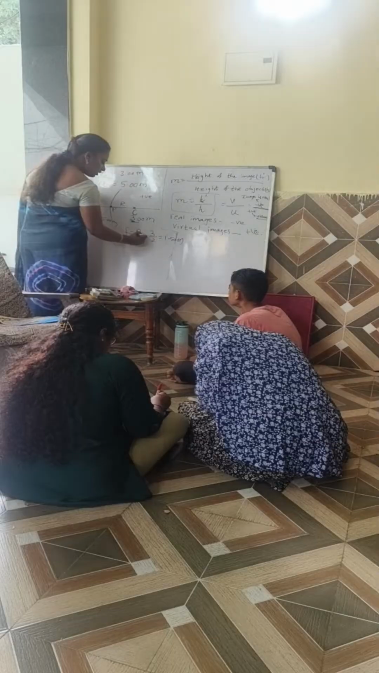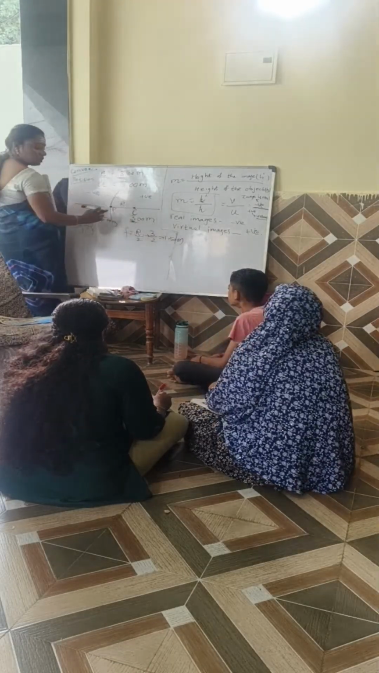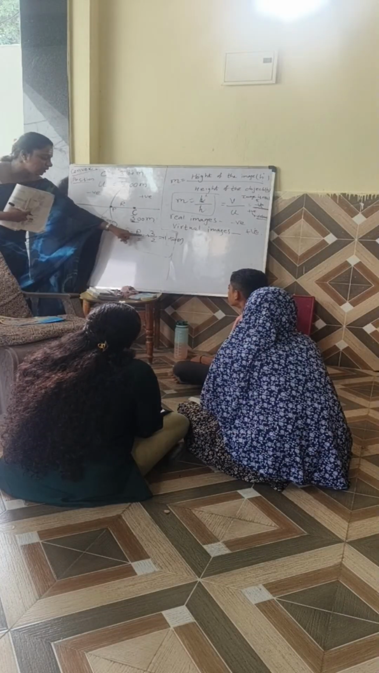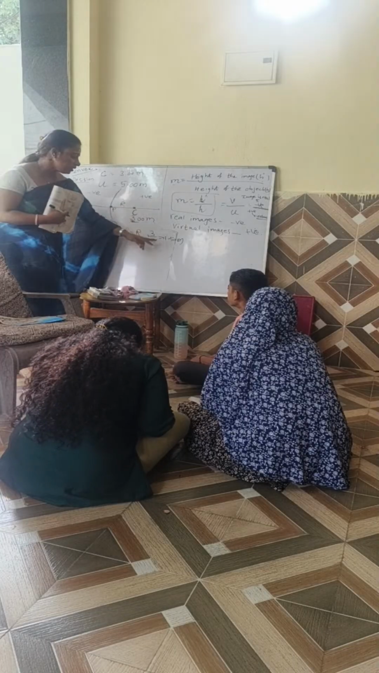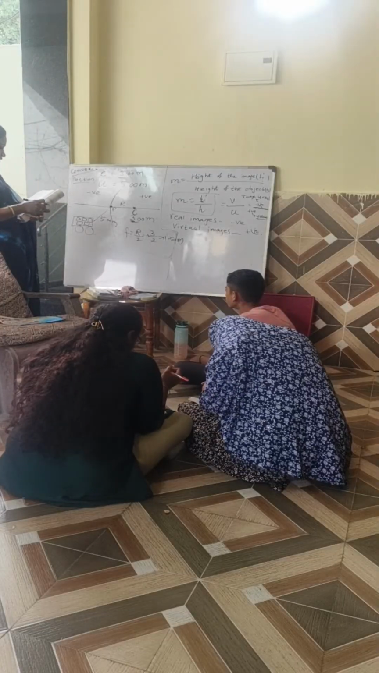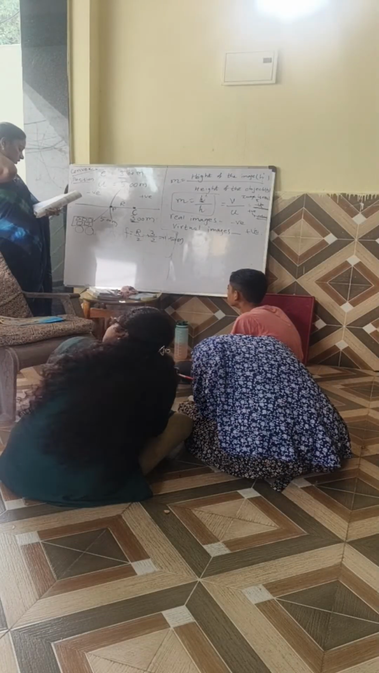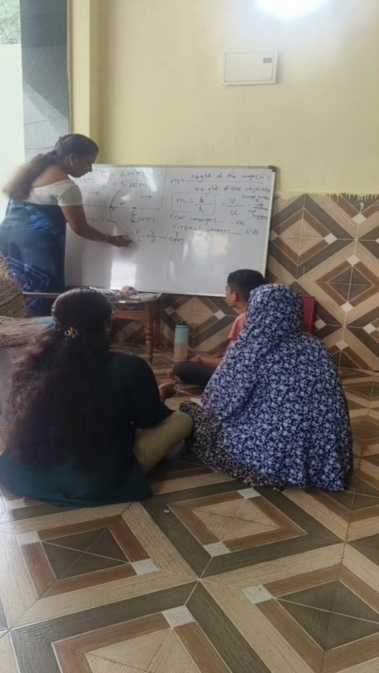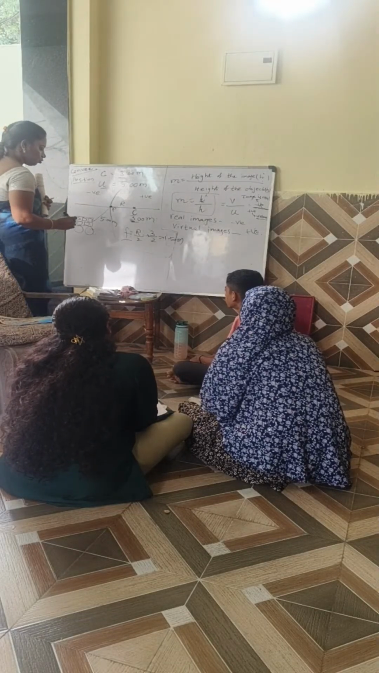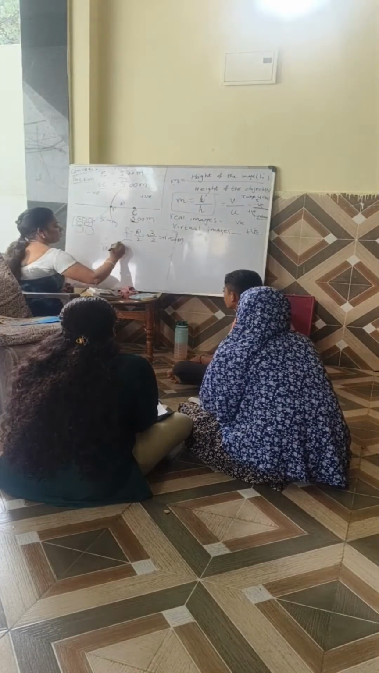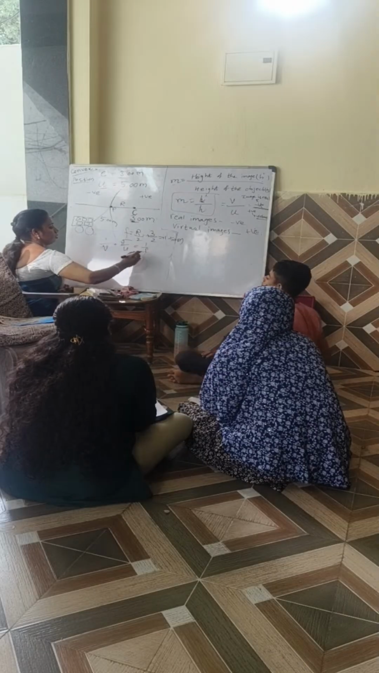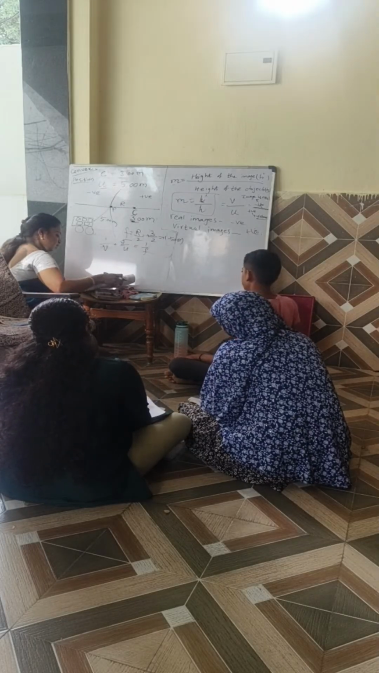I will take the values as positive. Why? Because they are right side. If they are left side, I will take this value as negative, but it is right side, that is why I am taking positive values. So convex mirror, behind the mirror. We came to know F, and U they have given also. What is the formula? 1 by V plus 1 by U equals 1 by F. Substitute the values.